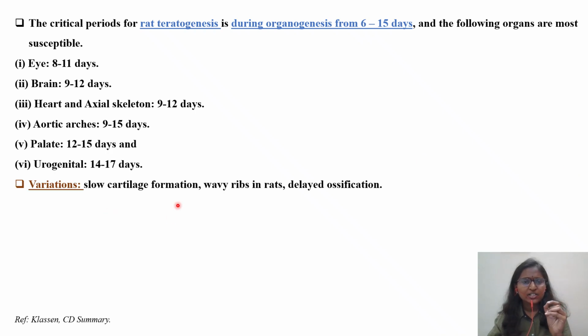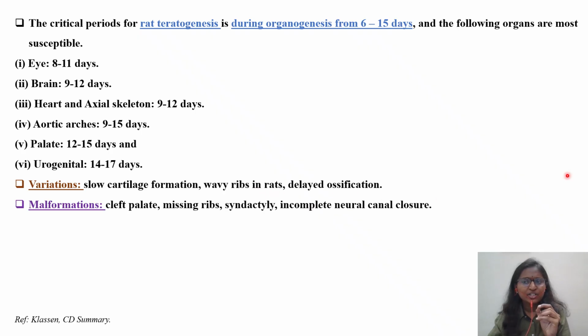Variations: slow cartilage formation, wavy ribs in rats, delayed ossification, right? Malformation examples are cleft palate, missing rib, syndactyly, which means there will be some kind of abnormality in the digits formation. Incomplete neural canal closure, very very important. If the neural canal closure is not happening, then there is an abnormality in that particular child.